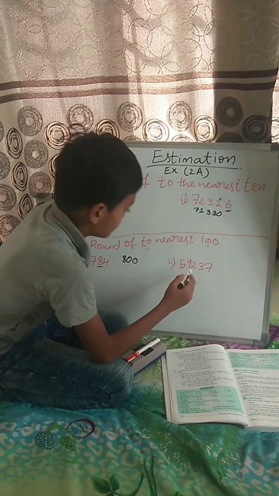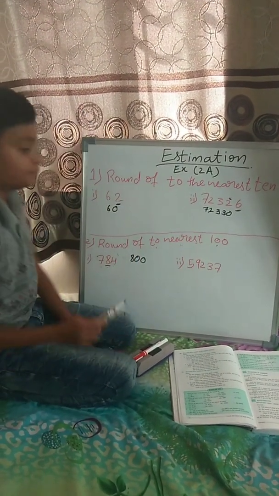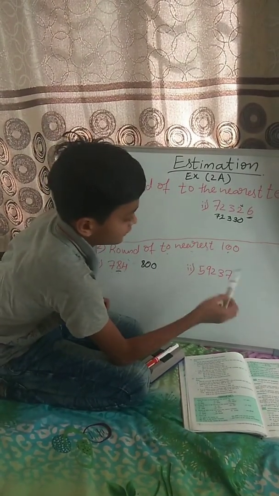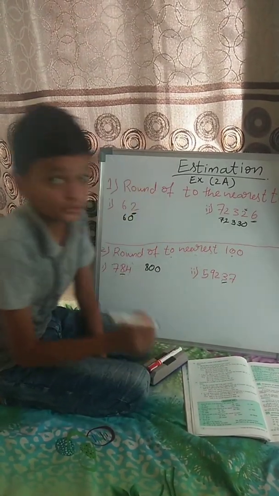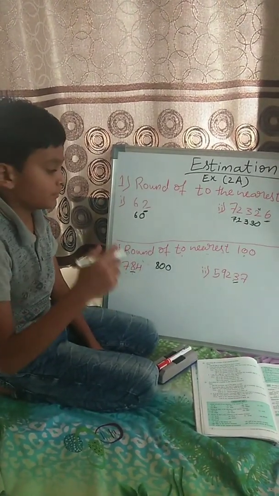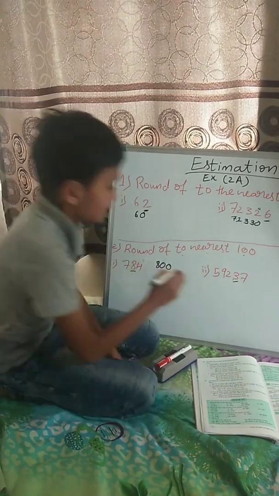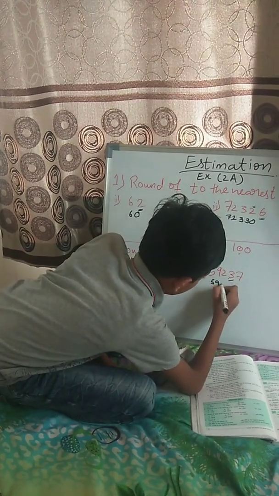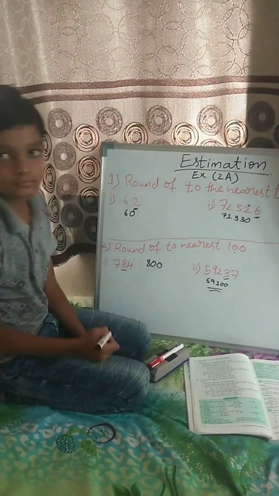Now the second question is 59,237. So here the 100 place is this one and we have to check the tens place because it is estimated to nearest 100. So when we look at the tens place, we see here 3 which is less than 5. So 3 becomes 0 and behind it also one number is there, that is 7. So we have to make that also 0. And when we make it 0, it becomes 59,200. This is the answer.